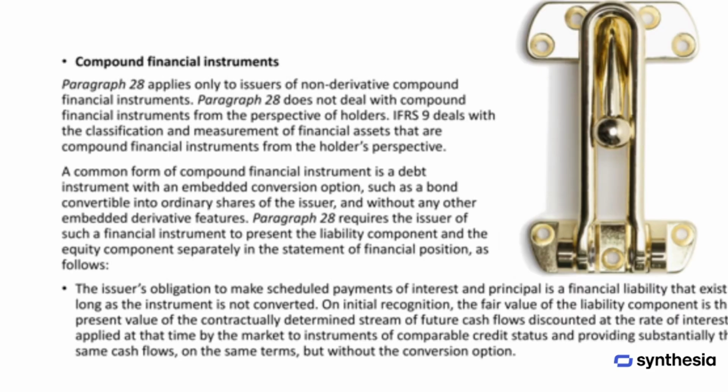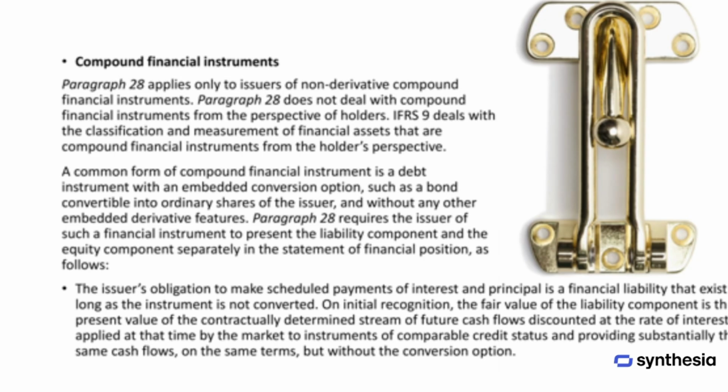Paragraph 28 applies only to issuers of non-derivative compound financial instruments and does not address compound instruments from the holder's perspective. The classification and measurement of financial assets that are compound instruments from the holder's perspective are dealt with under IFRS 9. A common example of a compound financial instrument is a debt instrument with an embedded conversion option, like a bond that can be converted into ordinary shares of the issuer without any other embedded derivative features. Paragraph 28 requires the issuer to present the liability and equity components separately in the statement of financial position.